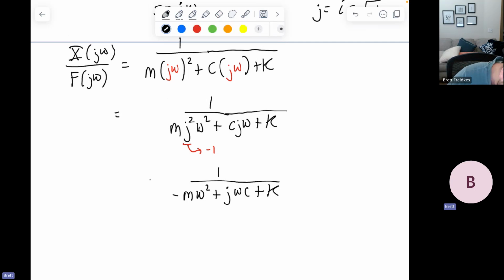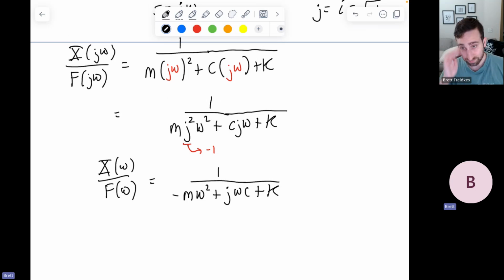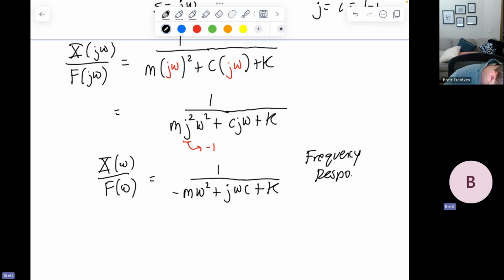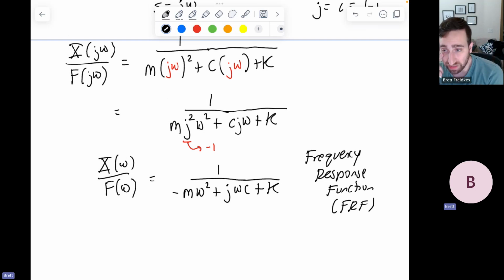And this is still the transfer function, but now we have it in terms of frequency. Another name you might hear for this is the frequency response function, or the FRF, as that relates the input and the output, and we can see what that input versus output looks like as a function of omega.